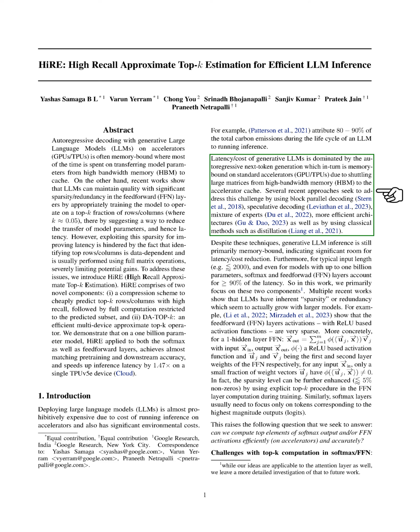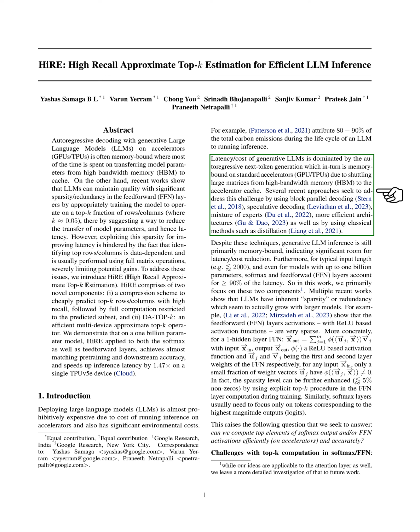The process of generating responses from these models, especially in a step-by-step or autoregressive manner, is primarily limited by the speed at which data can be moved between the model's memory and the processor. This is because the model needs to access large amounts of data quickly, which becomes a bottleneck.